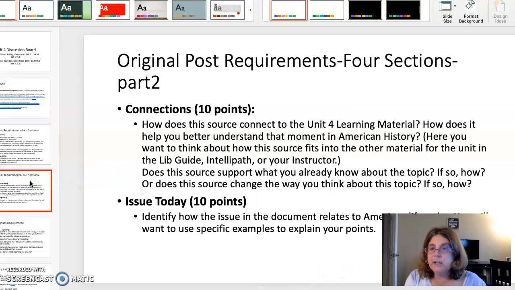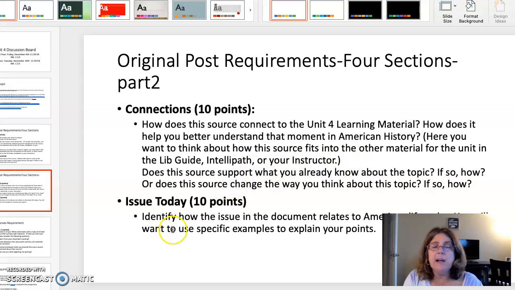The third section, Connections, is worth 10 points. How does the source connect to the Unit 4 learning materials? How does it help you better understand the moment in American history? Okay. And does this source support what you already knew about this topic? If so, how? Or does this source change the way you think about this topic? If so, how? And also, how did reading this document help you understand Unit 4? Okay, delve into that. That's the connections section, which is worth 10 points.